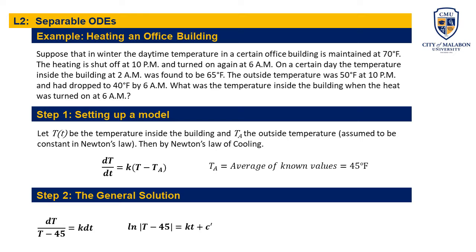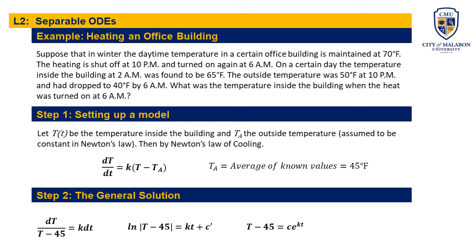So what we'll do next is that we'll take the integral of both sides. Therefore, we will have ln of T minus 45 is equal to kt plus c prime. Okay, so we'll take the exponential.